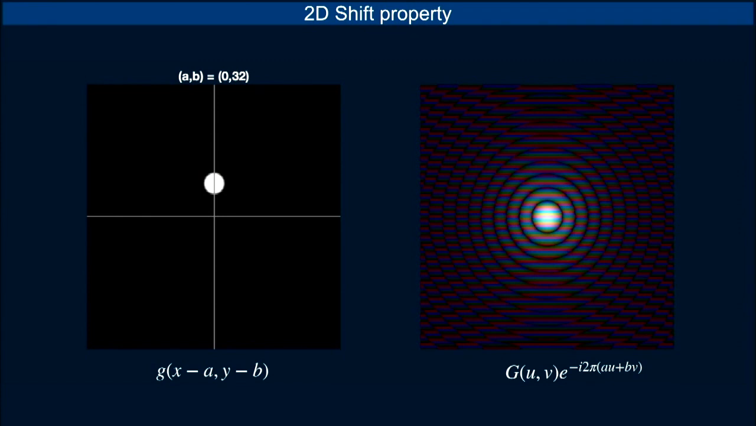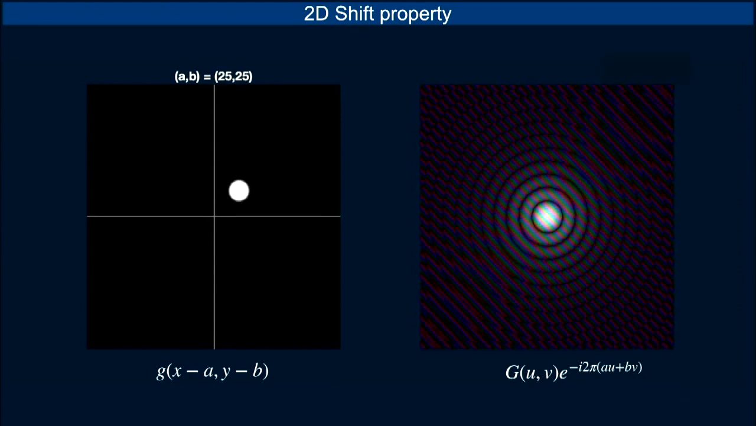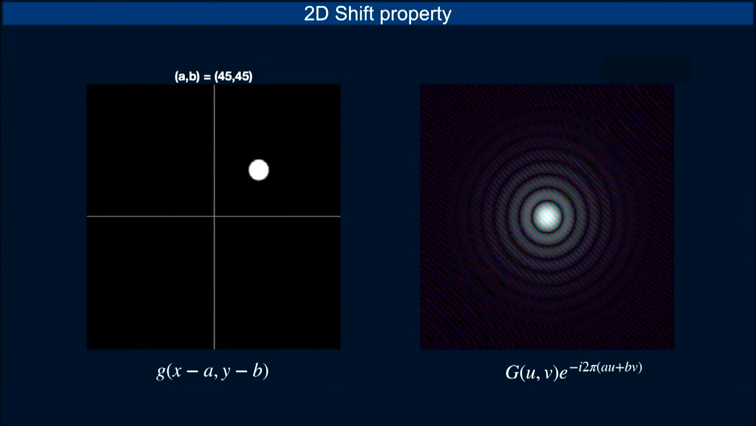Now what happens if I move in a diagonal direction? Well, that way I'm going to have something that changes both with u and v. And here we go. And the farther I go, the faster and faster these phase changes occur. As I go farther out, I get very, very fast phase changes due to this rapidly varying complex exponential.